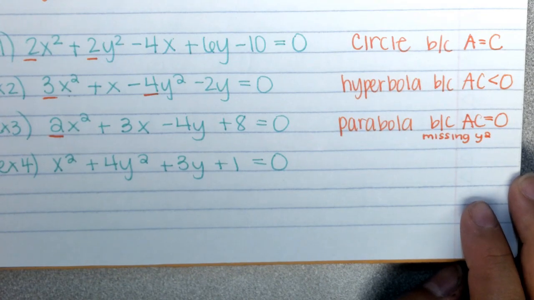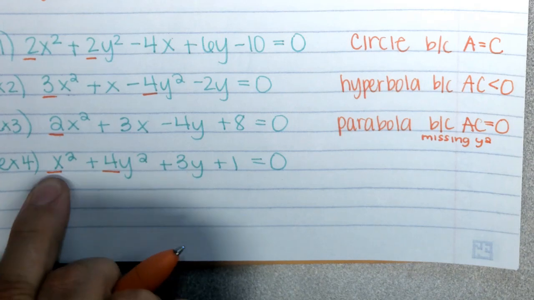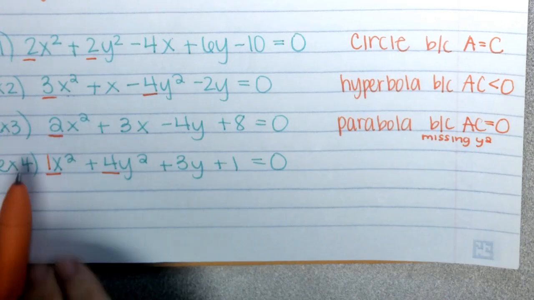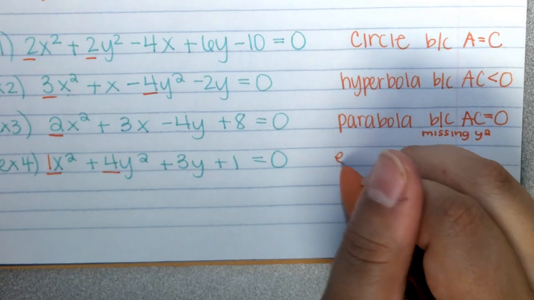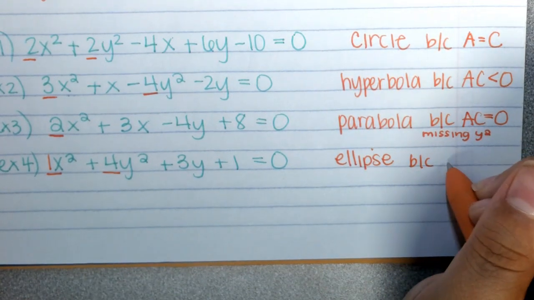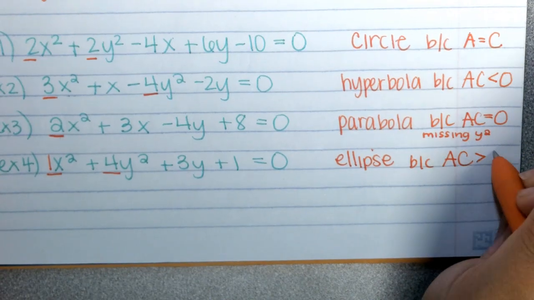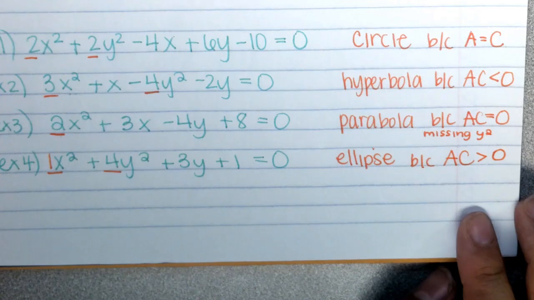Last but not least, what number is right here? A 1. Don't think because there's no number that it's missing. It's there. So this is an ellipse. Did you spell ellipse right? Because A times C is greater than 0. 1 times 4 is bigger than 0.